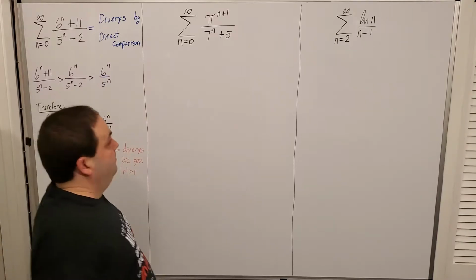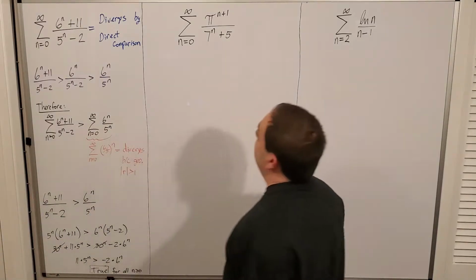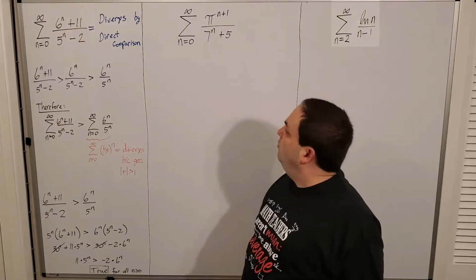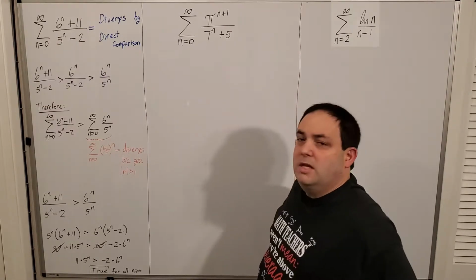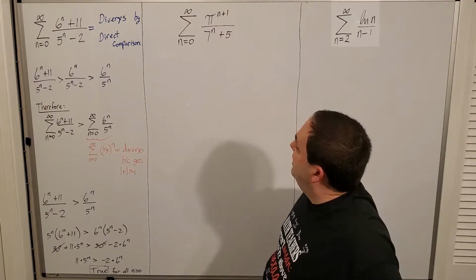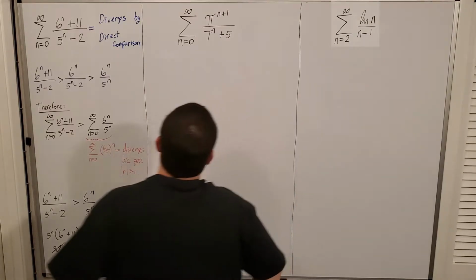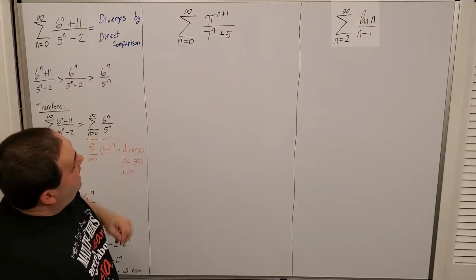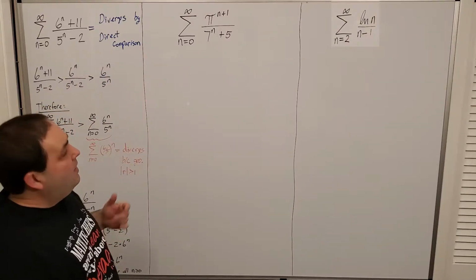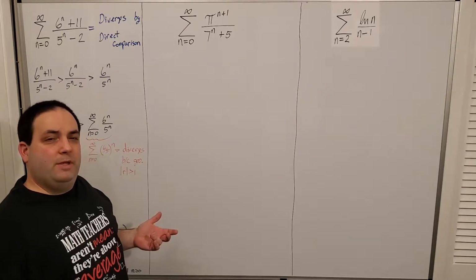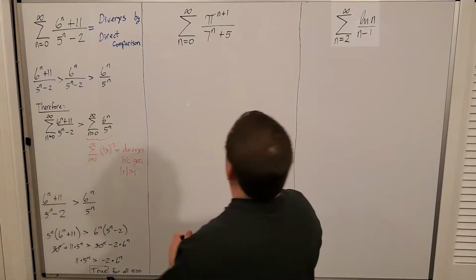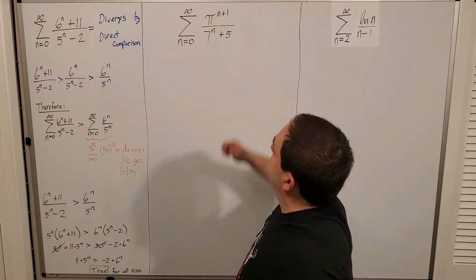Okay, next I have the sum from n equals 0 to infinity pi to the n plus 1 over 7 to the n plus 5. Okay, so then from here I'm going to do something similar. I'm going to think about I'm seeing these exponents. So maybe I'll try comparing it to a geometric series again, right? Okay, fine. Let's compare it to a geometric series.